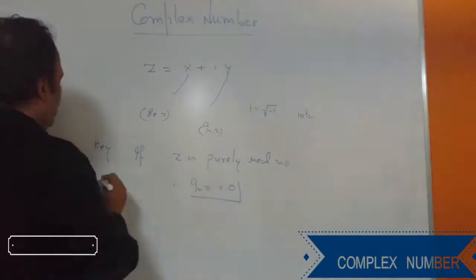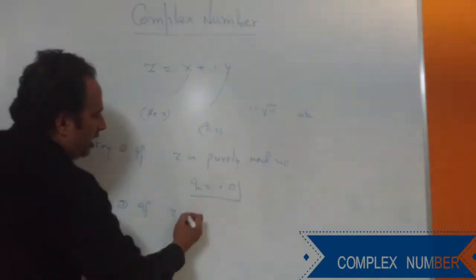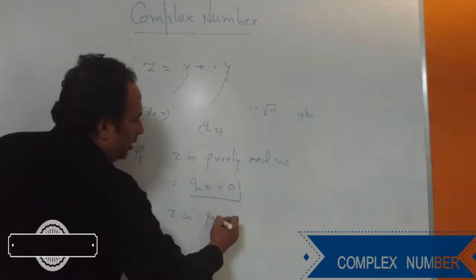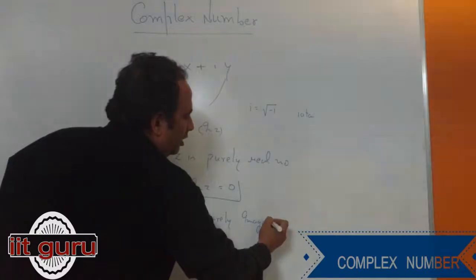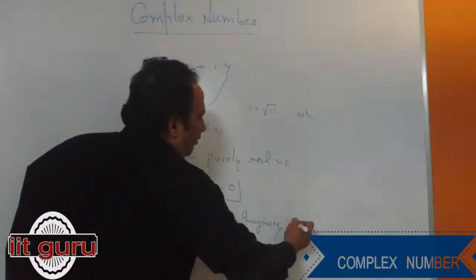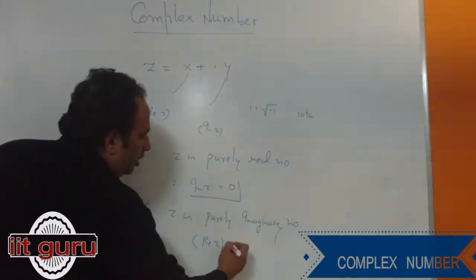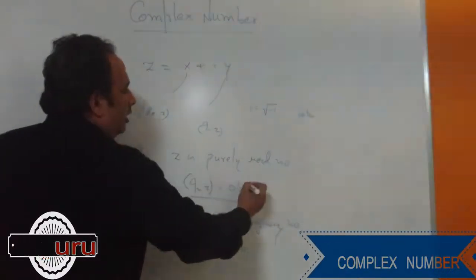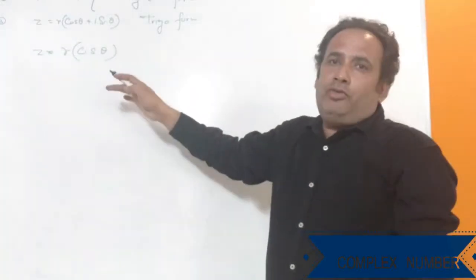This is the condition. And the second condition is, if z is a purely imaginary number, then its real part should be 0. This implies x is equal to 0.